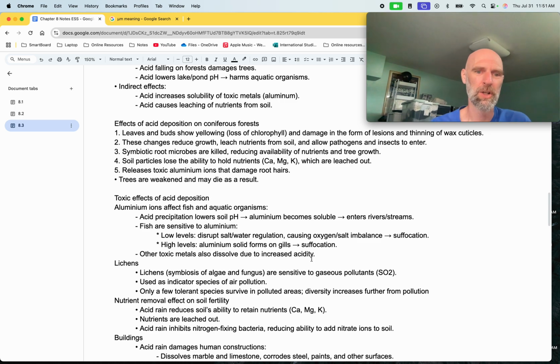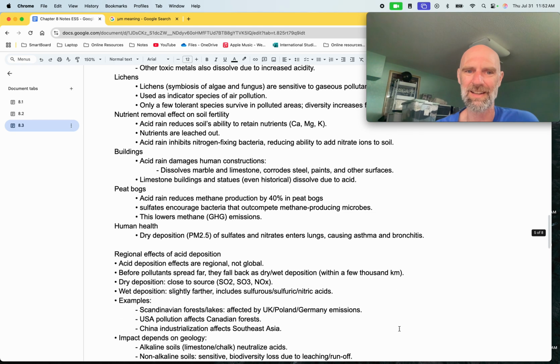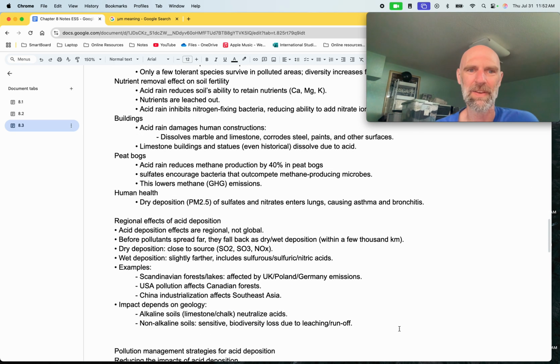So yep. Nutrient removal effects on soil fertility. Acid rain reduces soil ability to retain nutrients: calcium, magnesium, and potassium. Nutrients are leached out. So acid rain inhibits nitrogen-fixing bacteria, reduces ability to add nitrate ions to soil. Remember, nitrates are really big. They're the fertilizer that will allow plants to grow. So, yeah, without that, you ain't growing much. All right, let's get to the buildings.